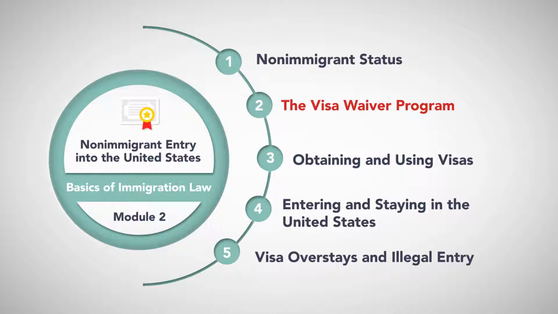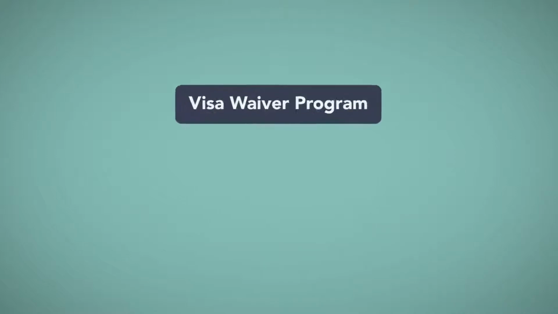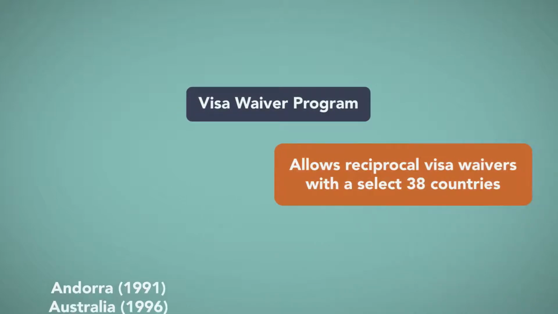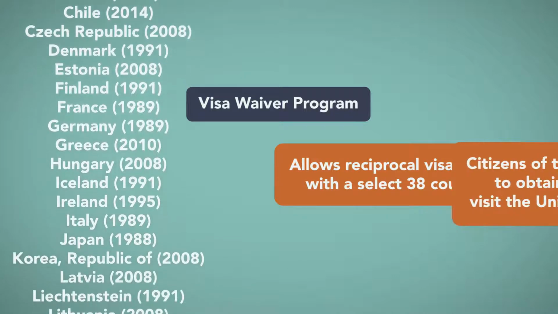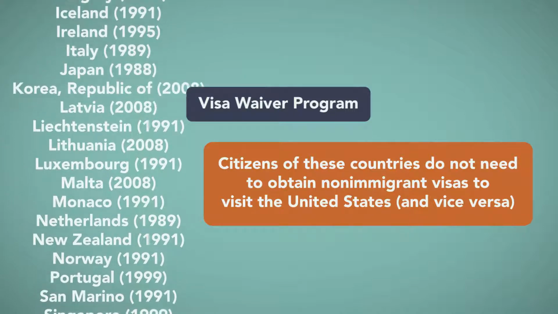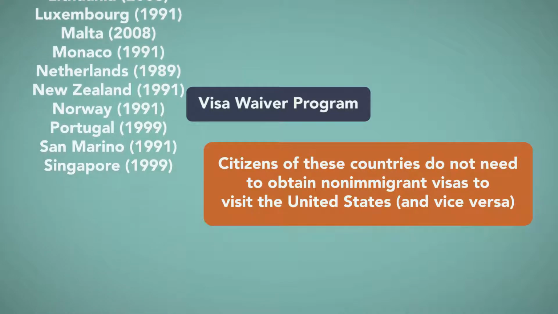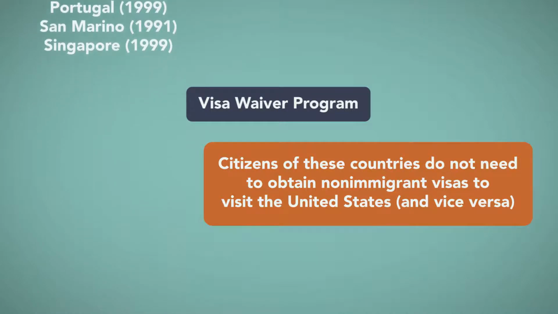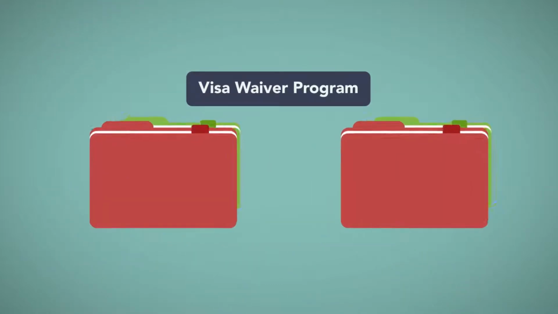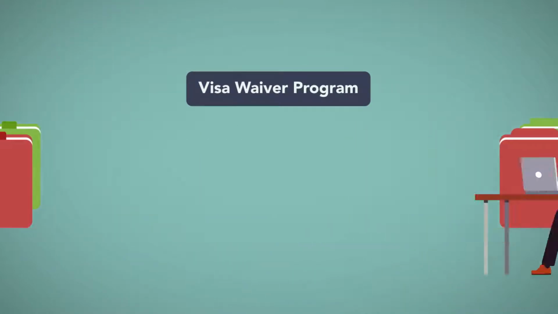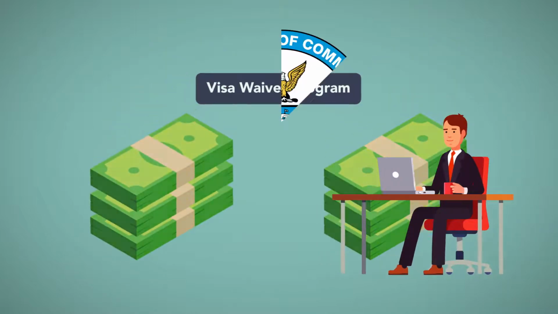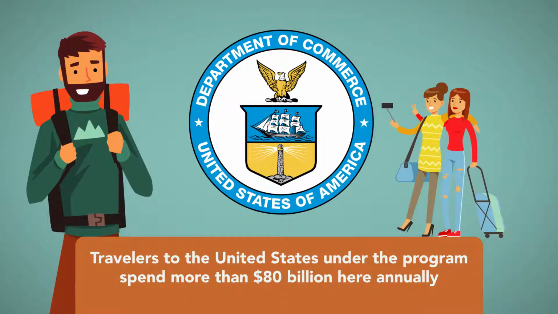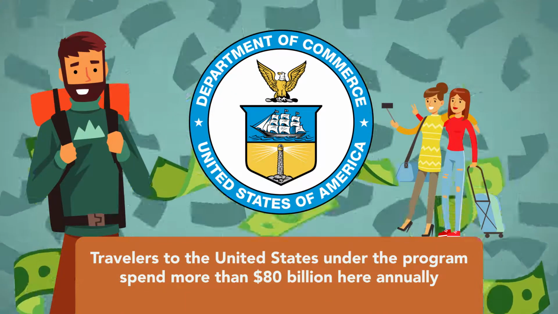The Visa Waiver Program. In 1986, the United States created the Visa Waiver Program, which allows reciprocal visa waivers with a select 38 countries. As long as they meet the requirements of the program, citizens of these countries do not need to obtain non-immigrant visas to visit the United States, and vice versa. The reasons for establishing the Visa Waiver Program include reducing administrative burdens inherent in applying for and processing visa applications, and fostering economic activity. According to the U.S. Department of Commerce, travelers to the United States under the program spend more than $80 billion here annually.